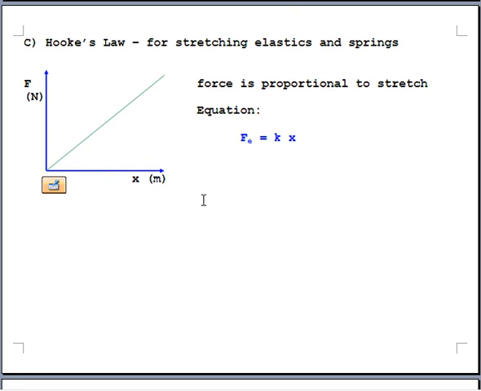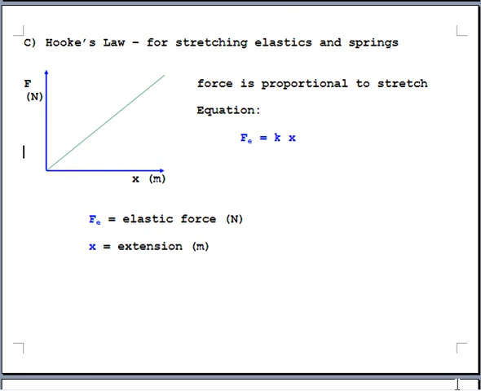The equation, don't even sketch the picture, it doesn't matter. But it turns out that when you stretch a spring or an elastic, for most of them anyways, you get a nice linear relationship where the force is proportional to how much you're stretching the spring. And the equation, we call it F with a little e for elastic, or sometimes you'll see it F with a little s for spring, doesn't matter, is equal to K times X. And in that equation, Fe is the elastic or spring force, measured in newtons.